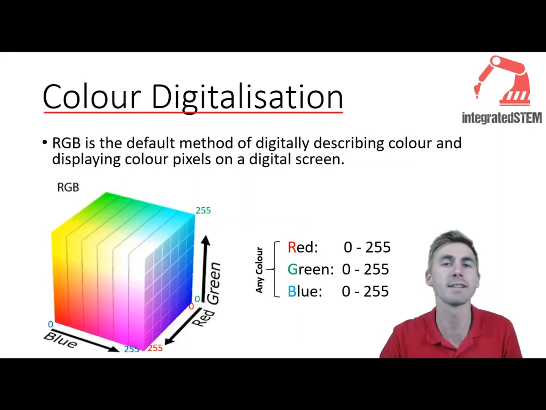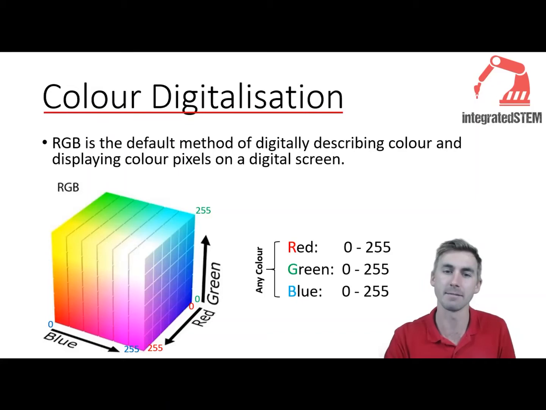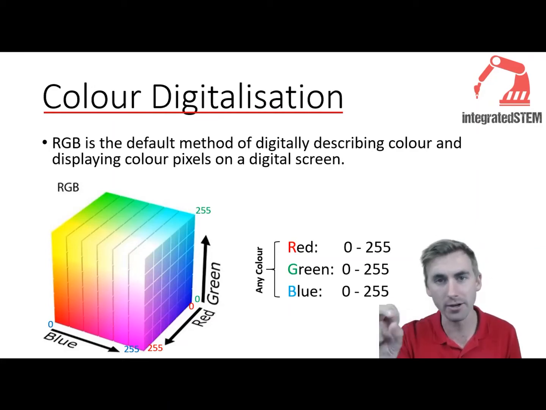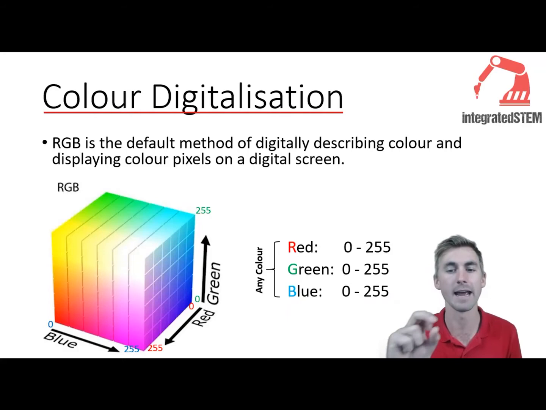So before I apply a color filter to that image, let's just take a step back and look at what is color and how do we digitalize it. So for computers, color isn't a name. It isn't red, blue, or green, or purple, or pink. It is a numerical proportion of red, green, and blue. So RGB is the default method of digitalizing color, as well as is the method that color can be digitalized on a screen. So you can see this cube just here, and we've got an amount of red, amount of green, and blue.